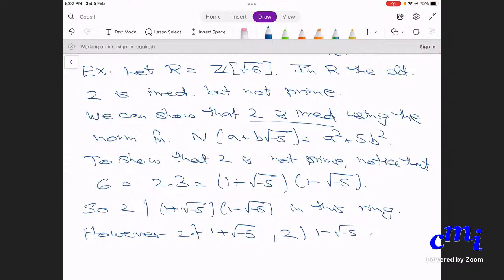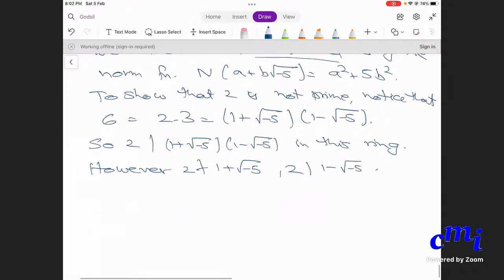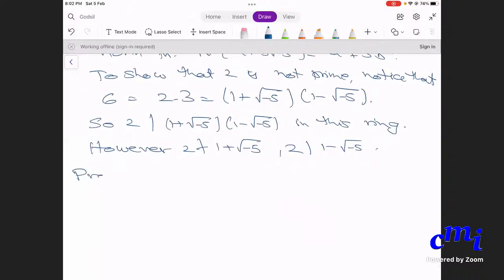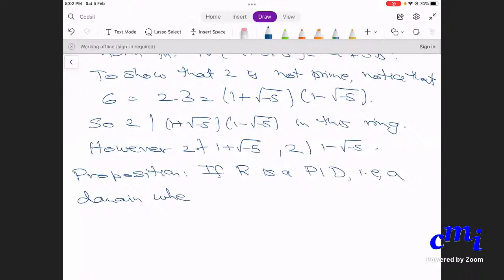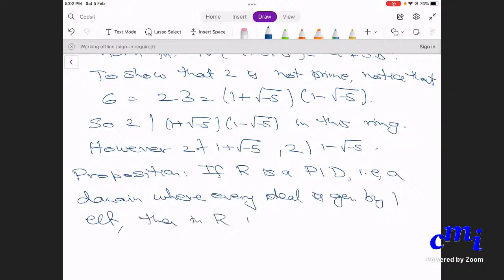So it's not true that irreducibles are prime. It's only true that primes are always irreducible, but irreducibles need not be prime. There is an important case in which irreducibles are prime, and this is the proposition. If R is a principal ideal domain, and what does this mean? That is a domain where every ideal is principal, where every ideal is generated by a single element. Then in R, irreducibles are prime.